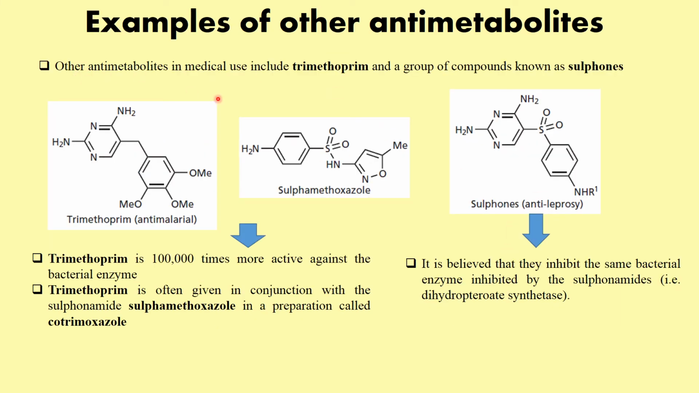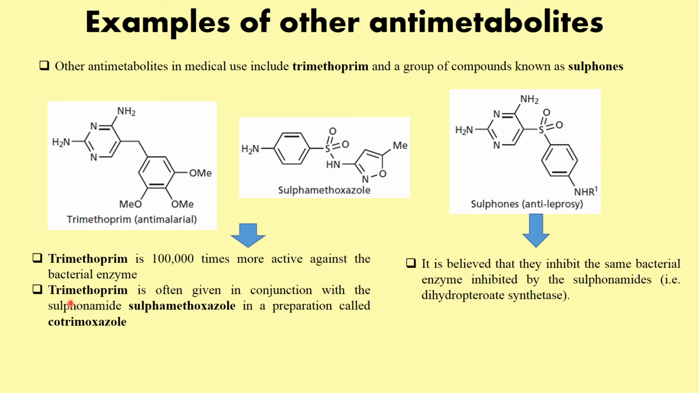Now we'll see a few more examples. I talked about trimethoprim. This is also a very effective antimicrobial drug. It is almost 100,000 times more effective against the bacterial enzyme. But it doesn't have the sulfonamide moiety. So these are other antimetabolites. What do I mean by that? It means they inhibit cell growth.